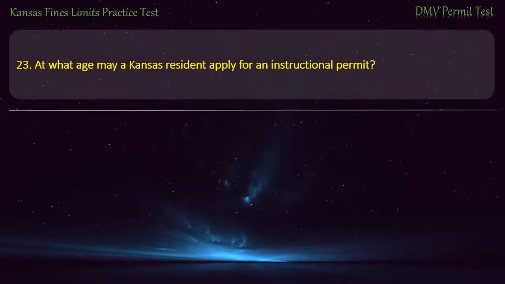Question 23. At what age may a Kansas resident apply for an instructional permit? 17. 16. 14. 15. Answer. 14.